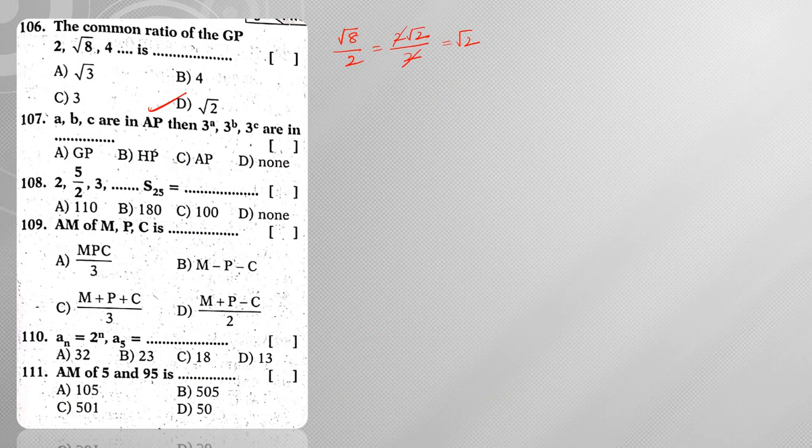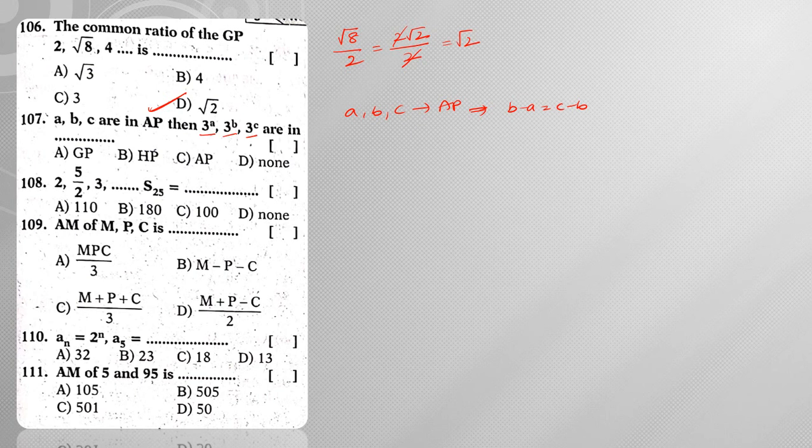Next, A, B, C are in AP. Then 3 power A, 3 power B, 3 power C are in what? So what is he asking? A, B, C are in AP. If A, B, C are in AP, then what can you say? B minus A is equal to C minus B. Then he is asking about 3 power A, 3 power B, 3 power C. Based on that, what can we say?